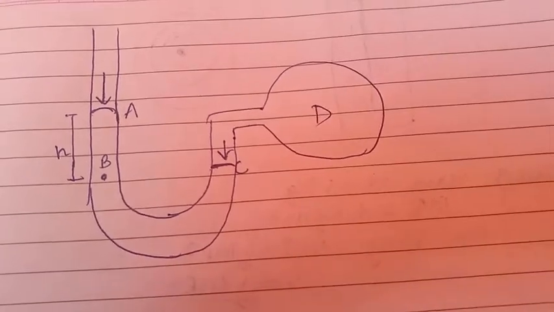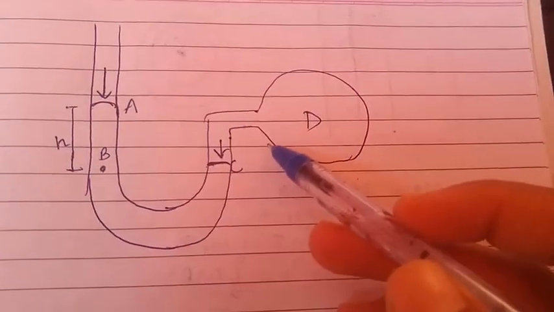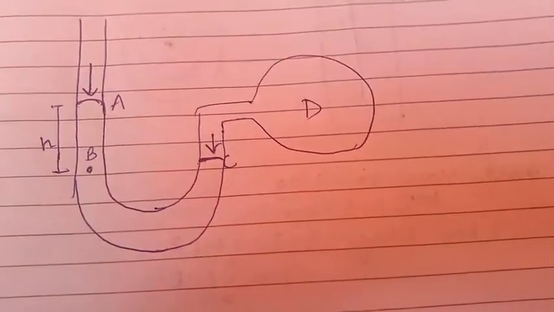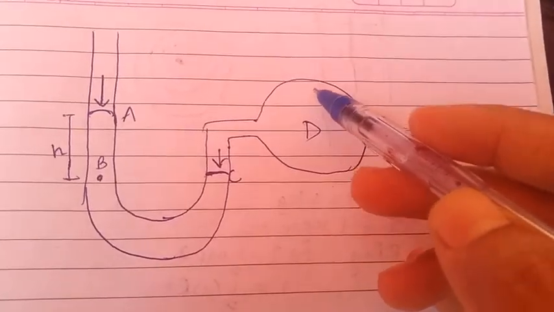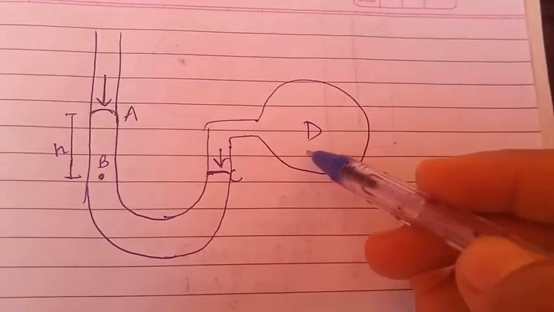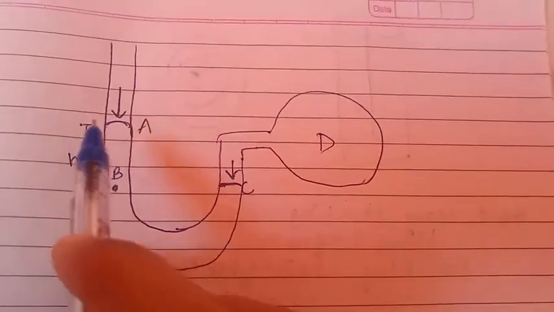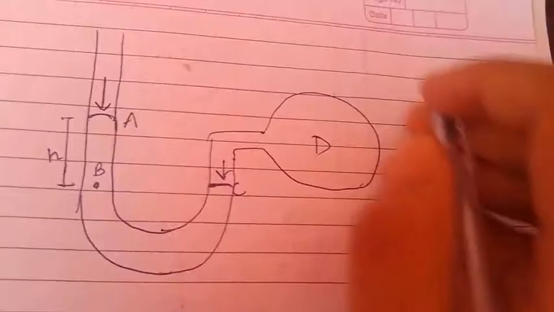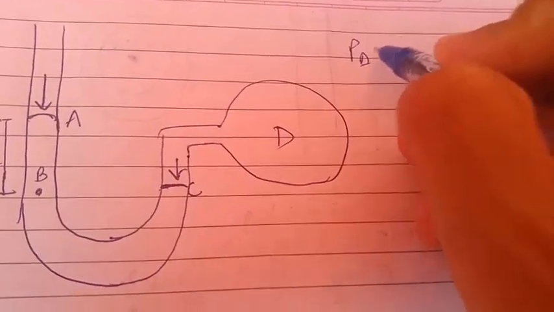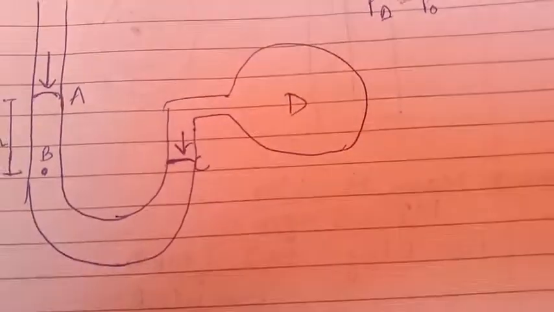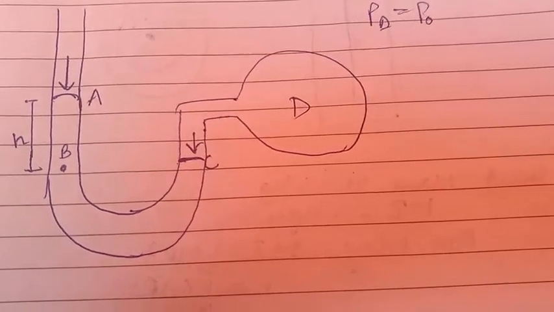Now one arm of the manometer is open to the atmosphere and another arm is connected to a container D, whose pressure we have to measure. We can consider a point A in the open arm. The pressure at point A will be equal to the atmospheric pressure, so PA is equal to P naught, because it is open to the atmosphere.